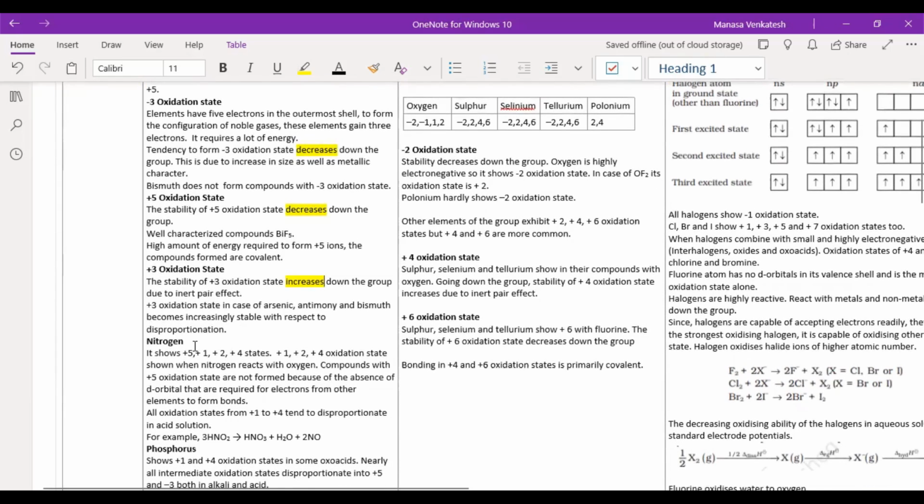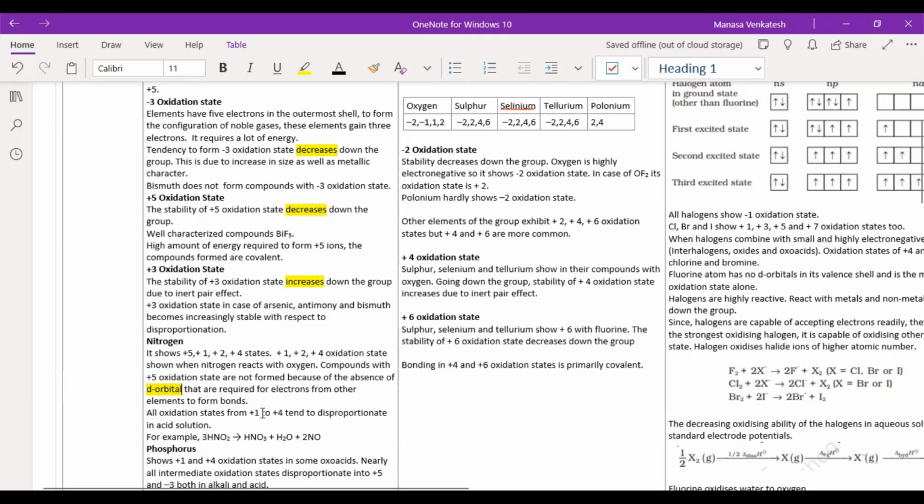Next, we are going to talk about nitrogen. Nitrogen actually shows 4 different types of oxidation states. That's +5, +1, +2, +3, and +4. But the +5 oxidation state, it does not even form compounds with the +5 oxidation state. The reason for this is because there are no d orbitals in nitrogen. And because of that, it cannot form compounds with a +5 oxidation state.